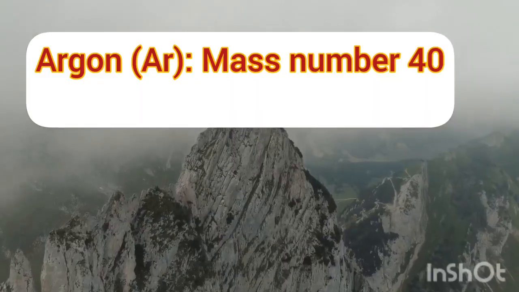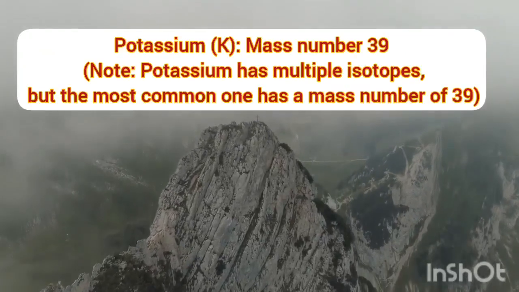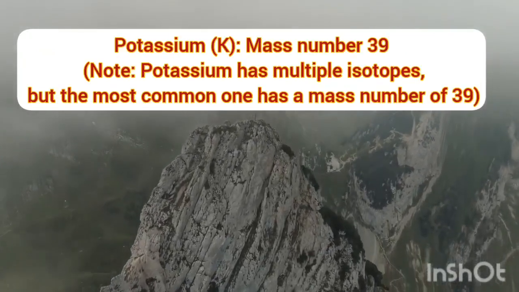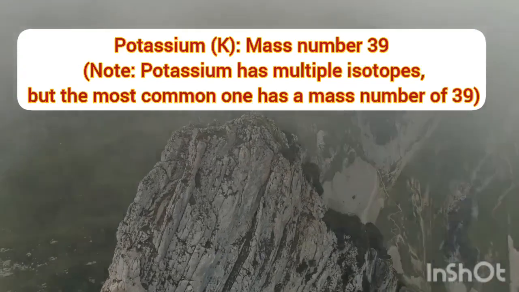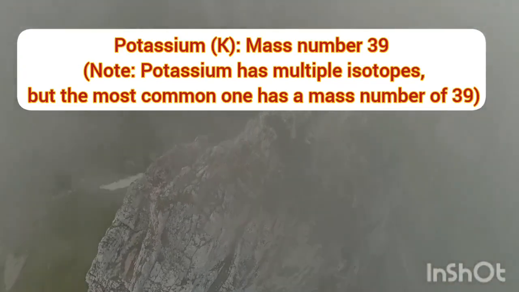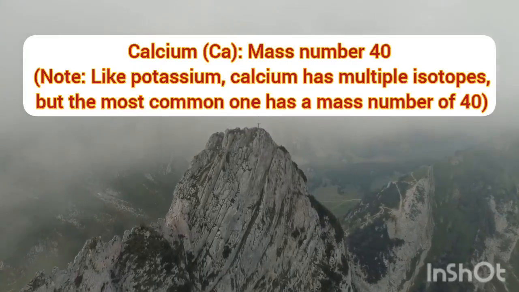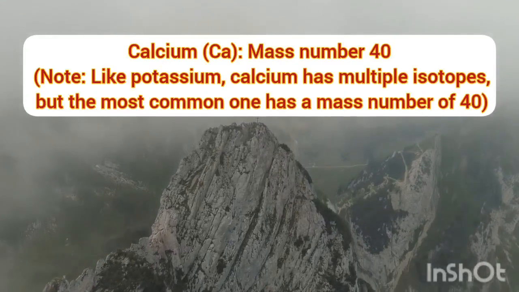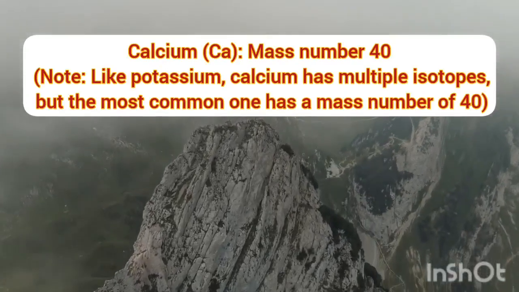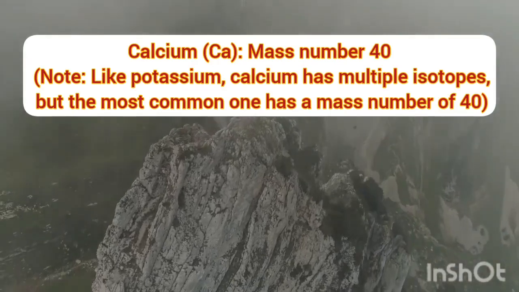Argon, Ar, mass number 40. Potassium, K, mass number 39. Note, potassium has multiple isotopes, but the most common one has a mass number of 39. Calcium, Ca, mass number 40. Note, like potassium, calcium has multiple isotopes, but the most common one has a mass number of 40.